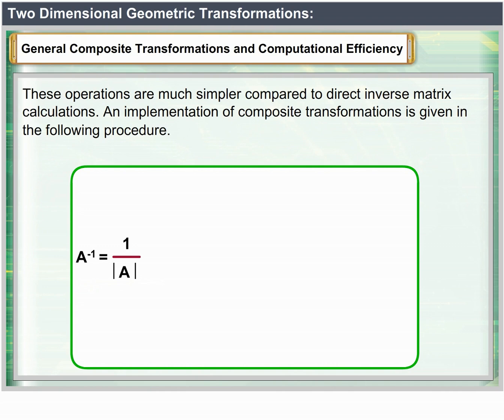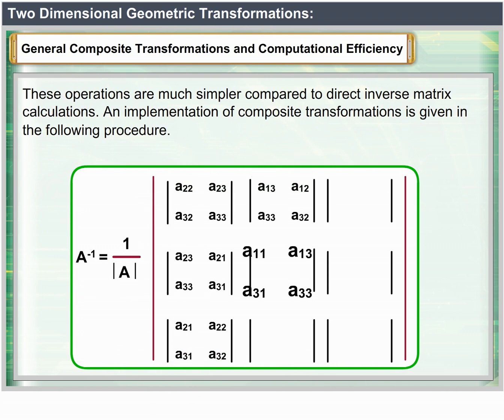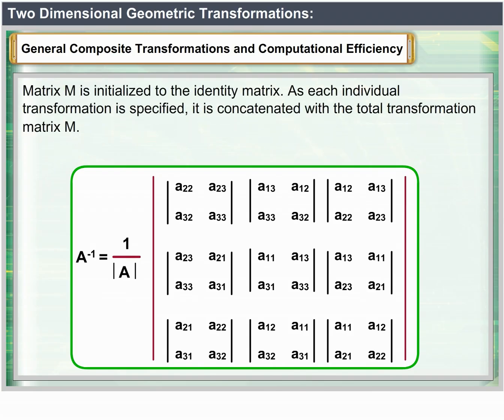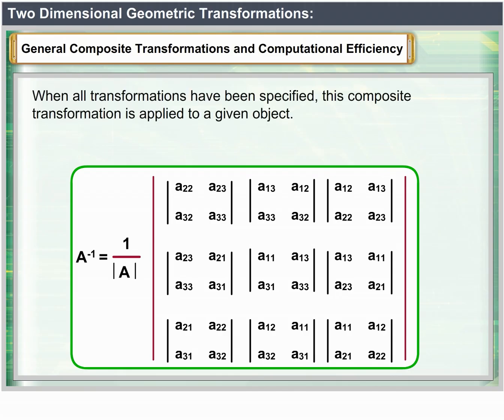These operations are much simpler than direct inverse matrix calculations. An implementation of composite transformations is given in the following procedure. Matrix M is initialized to the identity matrix. As each individual transformation is specified, it is concatenated with the total transformation matrix M. When all transformations have been specified, this composite transformation is applied to a given object.